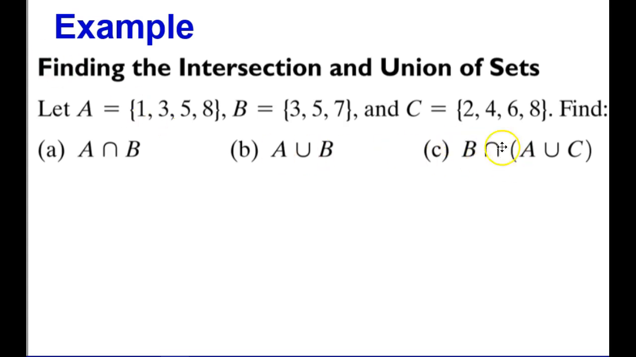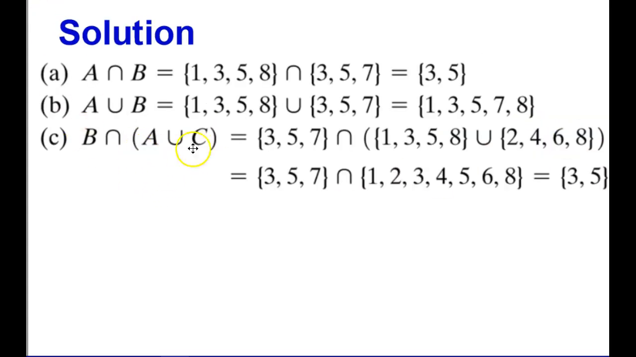So let's look at part C. Here we have some parentheses, and we always want to do the parentheses first. So first I want to find the union of A and C, and then the intersection of that and B. Again, I can write out all of my sets. First, I find the union of A and C, which is any number that's included in either of them. So 1, 2, 3, 4, 5, 6, 8. Now I'm finding the intersection of B and that union, so anything that's the same. I see I have a 3 and a 5 in both of them. So that's going to be the final answer for that one.